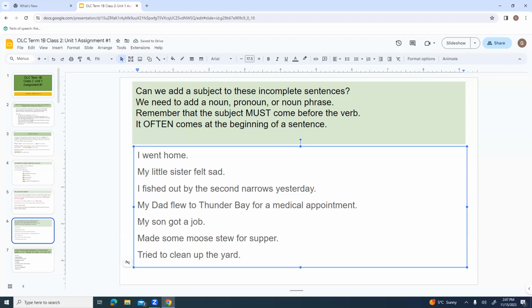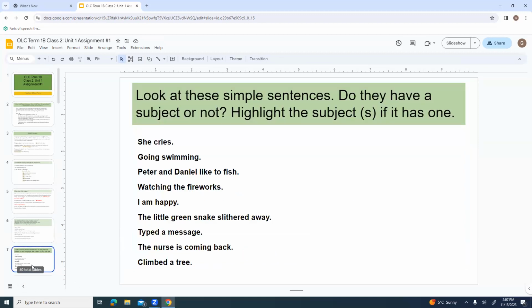Made some moose stew for supper. Kukum made some moose stew for supper. Now again, I got to get rid of that capital M and make a little m. Tried to clean up the yard. The boys tried to clean up the yard, and the capital T goes away and it becomes a little t. So for all of these, they were originally incomplete and we added in a subject.